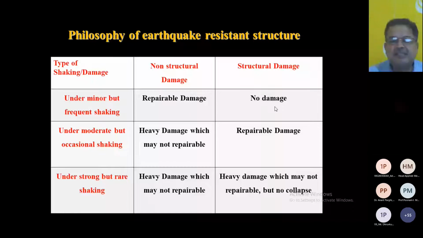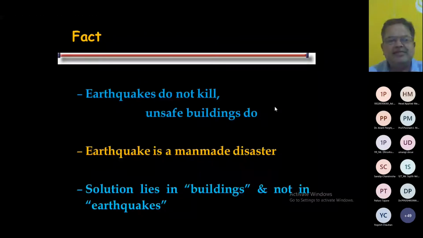The amount of damage which a structure experiences may be in the range of low to high, but your structure should not collapse during an earthquake. That is the bottom line, right? That part you have to understand. Collapse is not allowed at all. So in the last lecture we said that earthquakes do not kill, but unsafe buildings do. So it's a man-made disaster, and we have to focus on buildings.